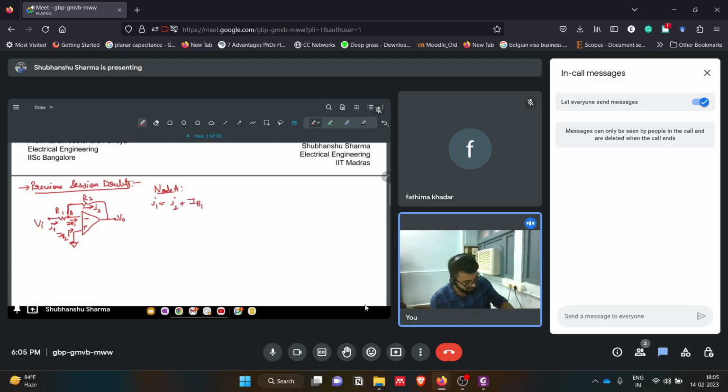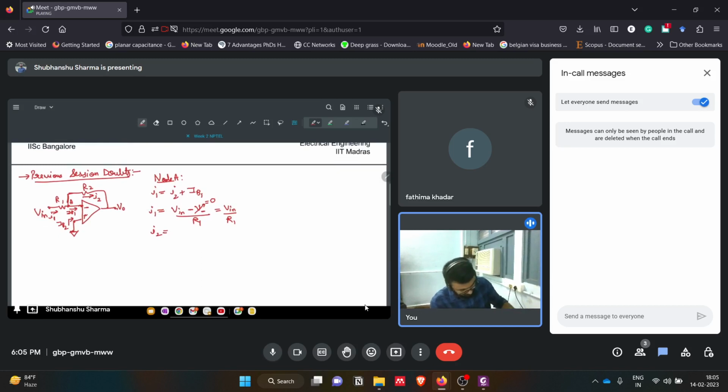Then we know I1 is V in minus V minus, the voltage of this terminal, divided by R1. I2 is V in by R1, because this voltage is 0; because of the virtual short this is also 0. Then I2 is V minus minus V naught by R2 at this branch. Here also this is 0, so we have minus V naught by R2.